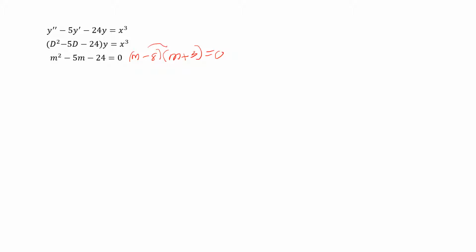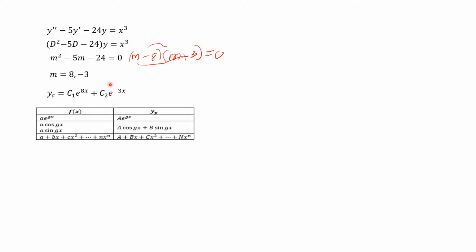So this is negative 8 and this is 3, that's correct. So the roots are therefore 8 and negative 3. The solution of the equivalent homogeneous equation, or the roots of the characteristic equation, is C1 e to the 8x plus C2 e to the negative 3x, based on the roots of the auxiliary equation, 8 and negative 3. Then we will now analyze this one.